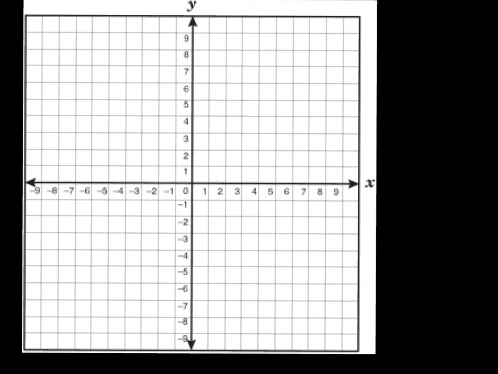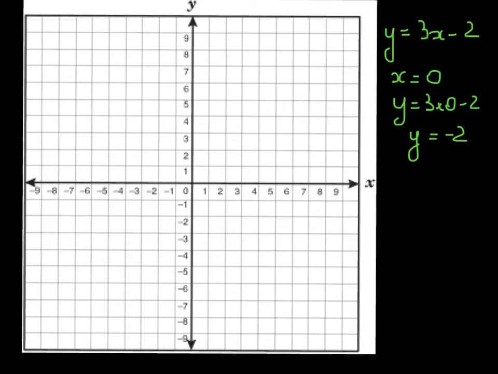Shall we try another one? Let's take y equals 3x minus 2. So in order to draw this line, you need 2 points. So we can start with any x I want. X equals 0, for example. And then y is 3 times 0 minus 2. 3 times 0 is 0. 0 take away 2 is minus 2. So my point has the coordinates 0, negative 2. X equals 0, y equals negative 2. So this is my point.